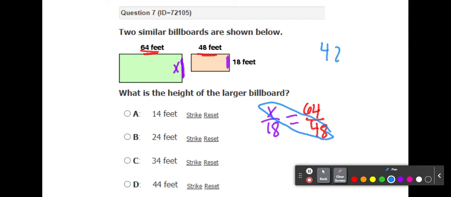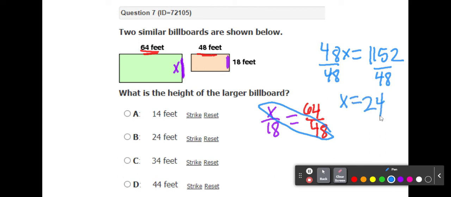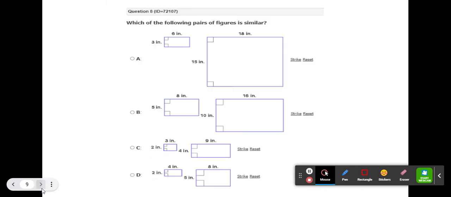48 times x equals 64 times 18, 1,152. Divide both sides by 48. 24. So setting up a proportion to solve for that missing side.